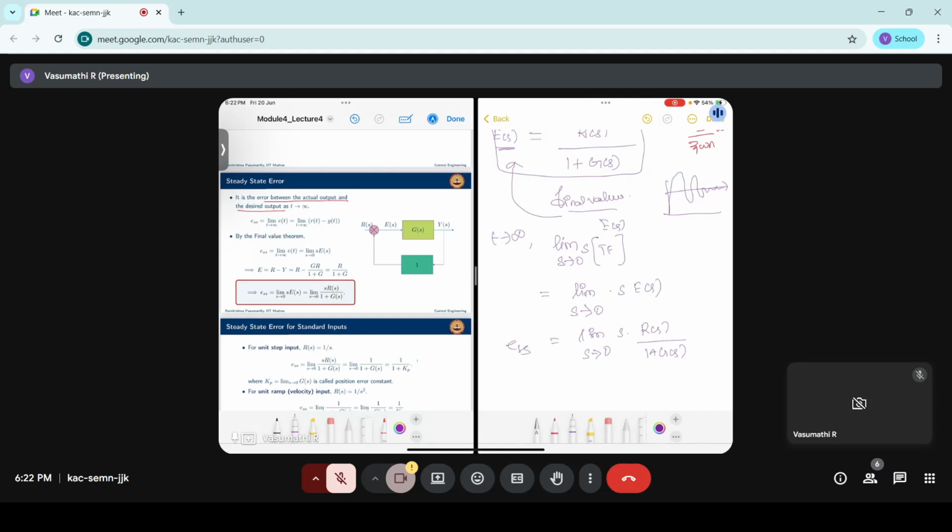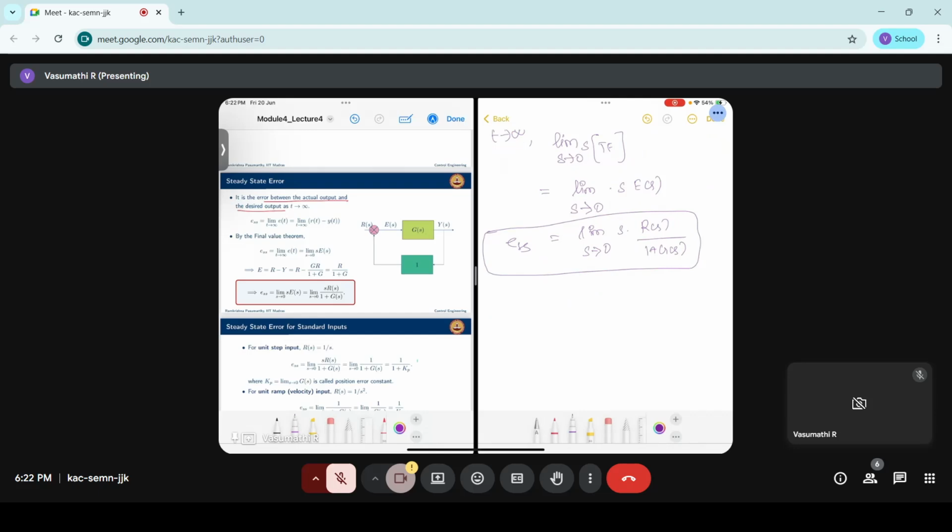Right? Any doubt till here? Anyone has any doubt till here? Why are we doing this? What is the purpose of this? Any doubts? If you have, just raise it.